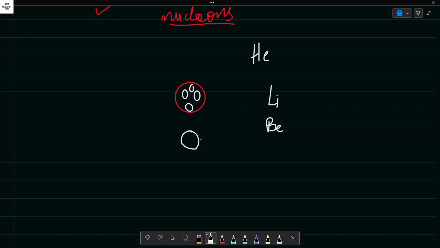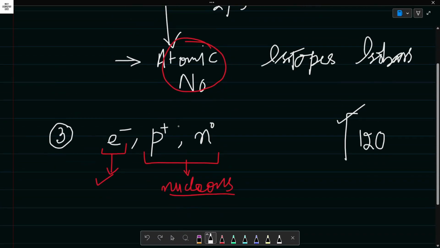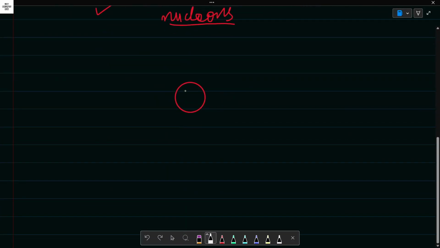Every atom is specified by the number of protons that are present in the nucleus. And this also forms the basis of the periodic law, right? How we classify atoms. So what is the atomic number then? It's the number of protons present in the nucleus. All right. Number of protons present in the nucleus.